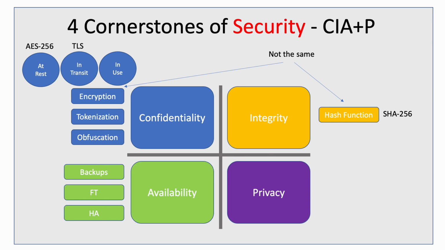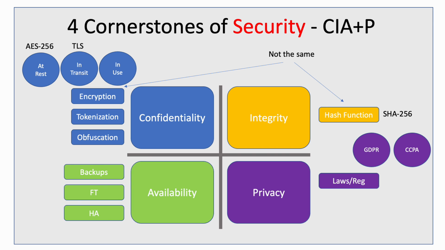And then the final cornerstone of security here is privacy. This is gaining a lot of traction over the last couple of years and is becoming more and more important and equally part of these cornerstones of security. Now, privacy is essentially laws and regulations. We want to ensure our data is private. There are laws and regulations, for example, the General Data Protection Regulation in Europe. We have the California Consumer Privacy Act, and it's all about making sure that users' data is secure.